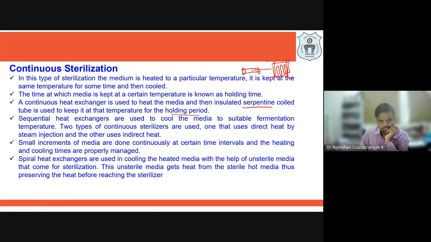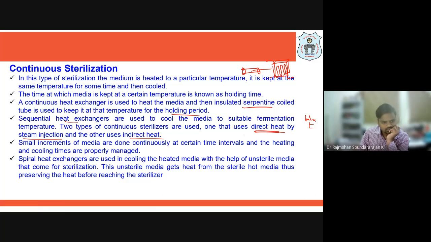Two types of continuous sterilizers are used. Okay, that is using direct heat. Obviously, when we studied heat transfer, we saw that a heat exchanger can use direct heat. Even when you talk about boilers, they are direct heat boilers or indirect heat boilers, right? So here also there are two types of continuous sterilizers. One is direct heat by steam injection, the other uses indirect heat. Steam is directly introduced into the system in direct heat sterilization. Indirect heat is where we supply the heat through a medium.